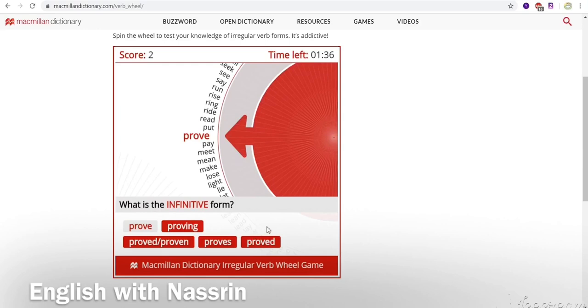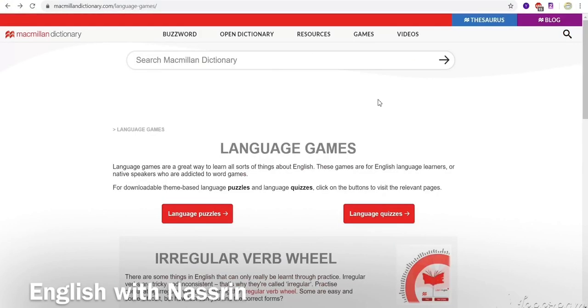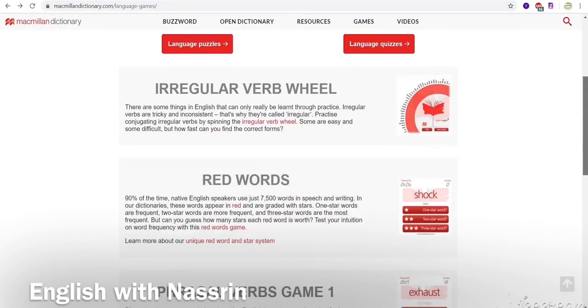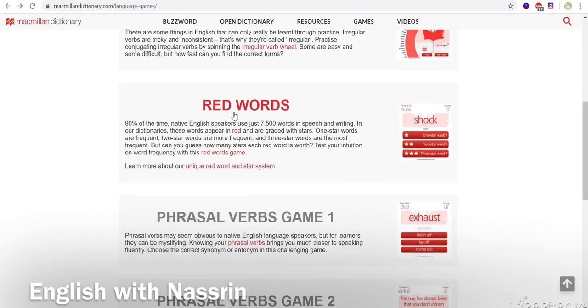Okay, so let's see how it works and show you an example. So the question here is, what is the simple past form of the verb prove? And of course the correct answer is proved. This is one game the website offers for free, of course, and now I'm going to show you the next game, which is called Red Words.